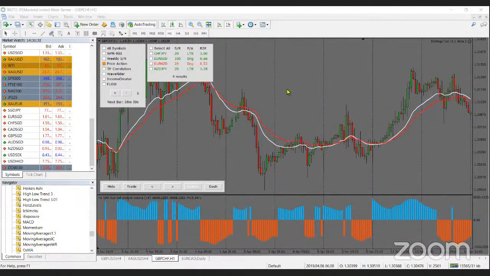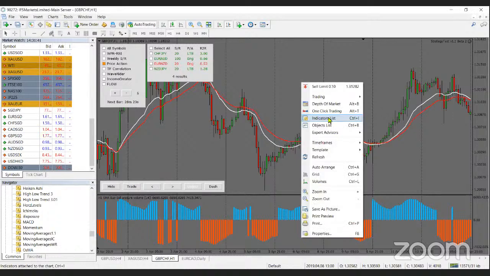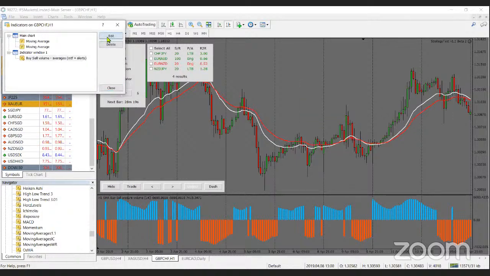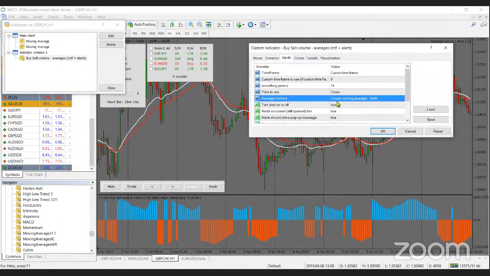So this particular indicator that I'm talking about today is actually a volume-based indicator. What differs it from other indicators is that it has an additional smoothing, which is filtered by a simple moving average.